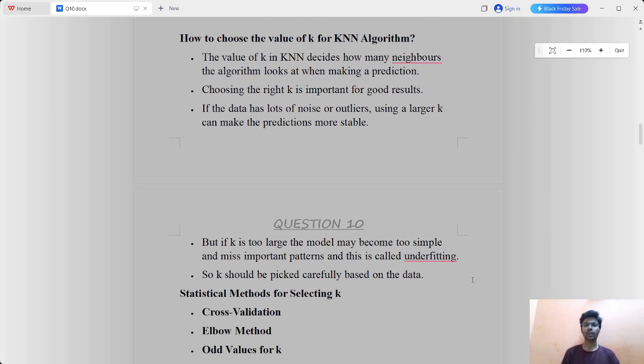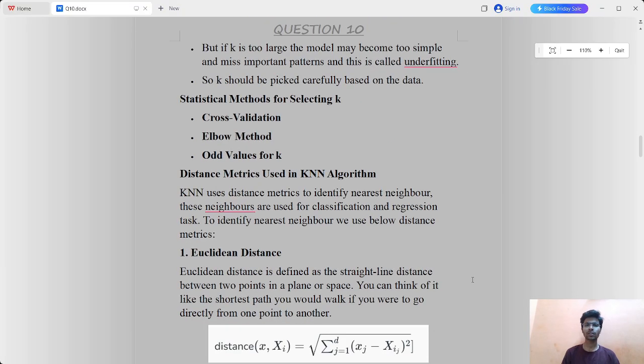How to choose the value of k for the KNN algorithm? The value of k in KNN decides how many neighbors the algorithm looks at when making a prediction. Choosing the right k is important for good results. If the data has lots of noise or outliers, using a large k makes the prediction more stable. But if k is too large, the model may become too simple and miss important patterns, and this is called underfitting. So k should be picked carefully based on the data. Statistical methods for selecting k are cross validation, the elbow method, and choosing an odd value for k.